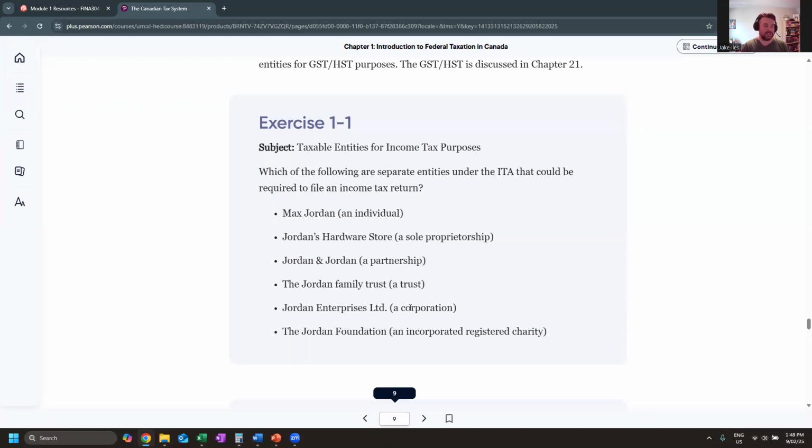Jordan Enterprises is a corporation, so it's its own entity. It will file a T2 and be taxed as a taxable entity. The registered charity, although incorporated, might file a T2 for information purposes, but it will not pay taxes. It's a non-taxable entity. So it doesn't follow the same taxable entity as a corporation.